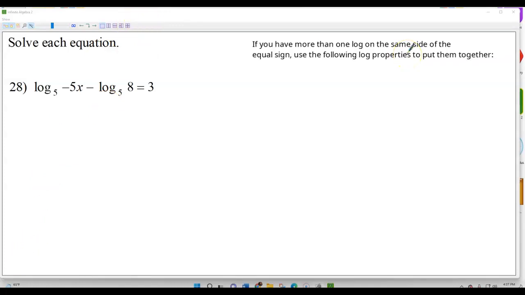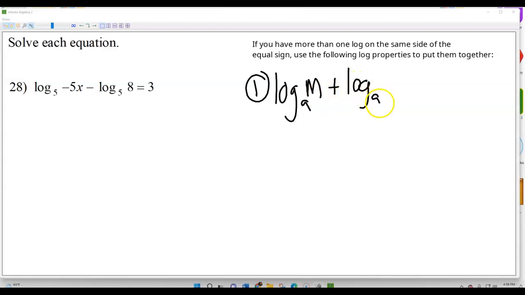So I'll say it again here. If you have more than one log on the same side of the equal sign, use the following log properties to put them together. So here's one of our log properties. If you have log base a of m being added to log base a of n, you could put those together as one logarithm by multiplying the m and the n together.